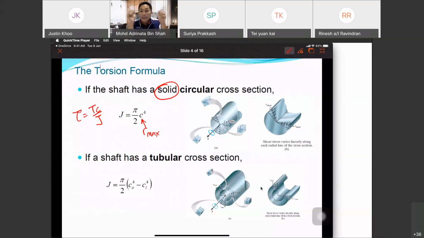Tak kira kat mana titik yang kita nak ambil ni. Kalau kita ada titik contoh, from the graph, if you want to look at this one, so that is depend on the distance. Okay, but J is still the same. You are using the maximum radius of the cross section. Okay, so T C over J.